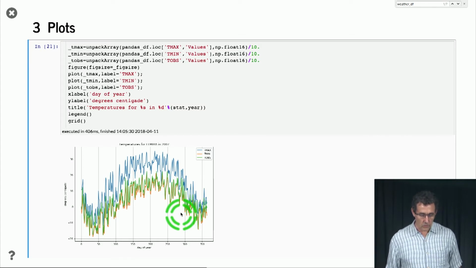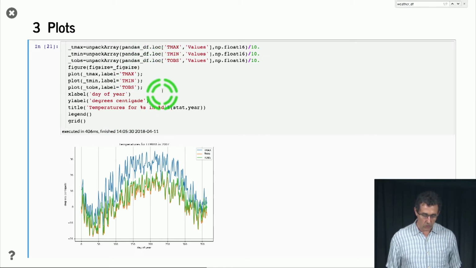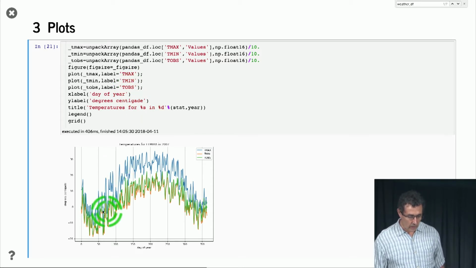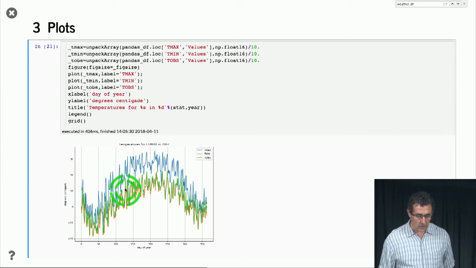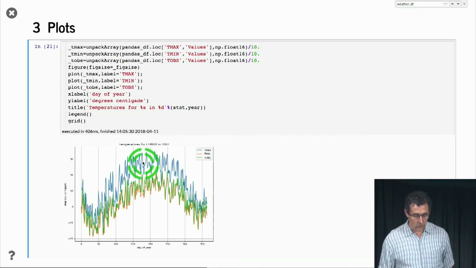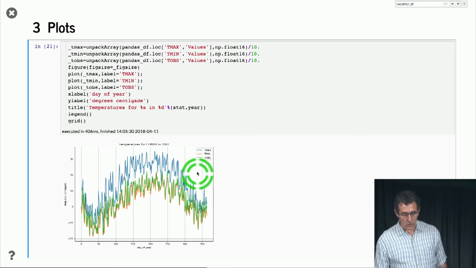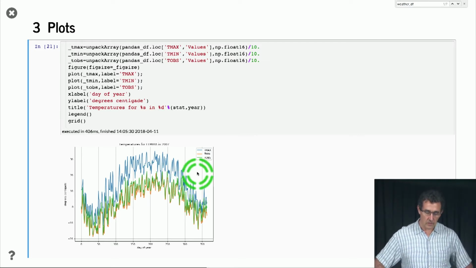Okay, so one thing we can do is explicitly use matplotlib commands and get a plot, and basically what we see here is the T max, T minimum, and T observed for a particular station on a particular year, Elmira in 2007. And we see that the max, not surprisingly, is at the top, and the min is at the bottom, and the T observed is somewhere in the middle. T observed is the temperature measured at noon. Okay, so as we'll see, T observed is a more reliable measure than Tmax and Tmin.